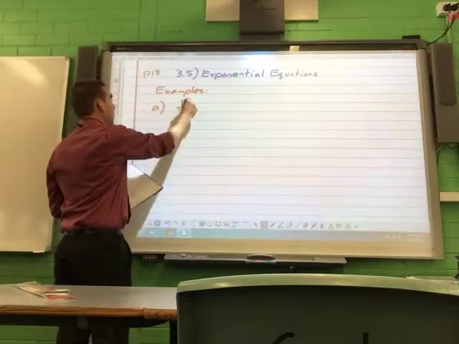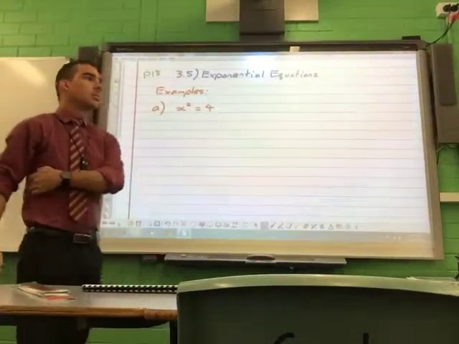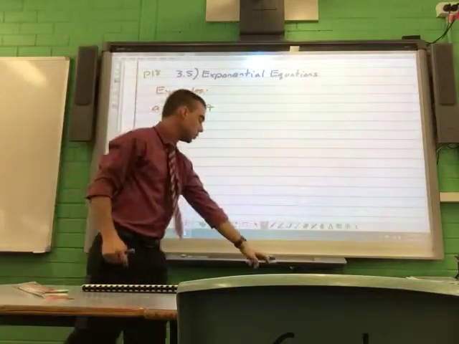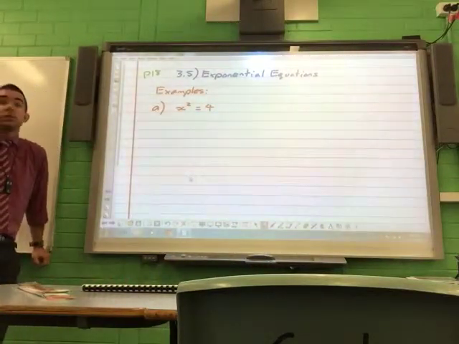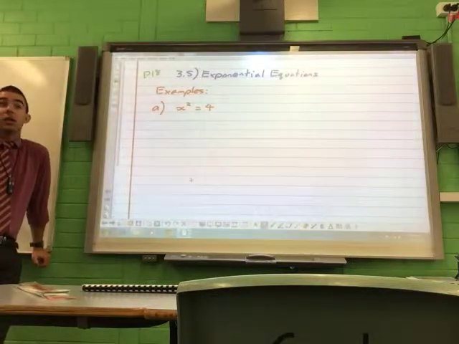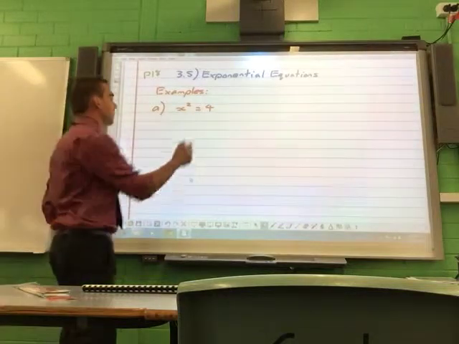Alright, x squared is equal to 4. So what number do I square, and the result is 4? 2? Just 2? Negative 2, okay? Remember, negative 2 times negative 2 will also give you that positive 4.